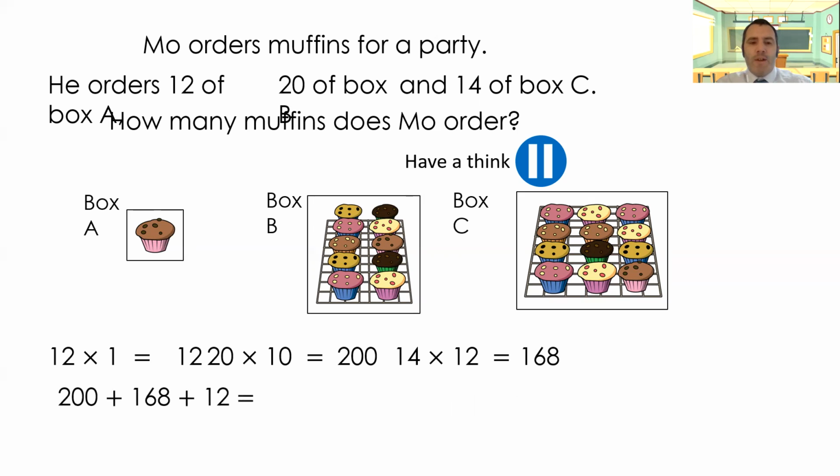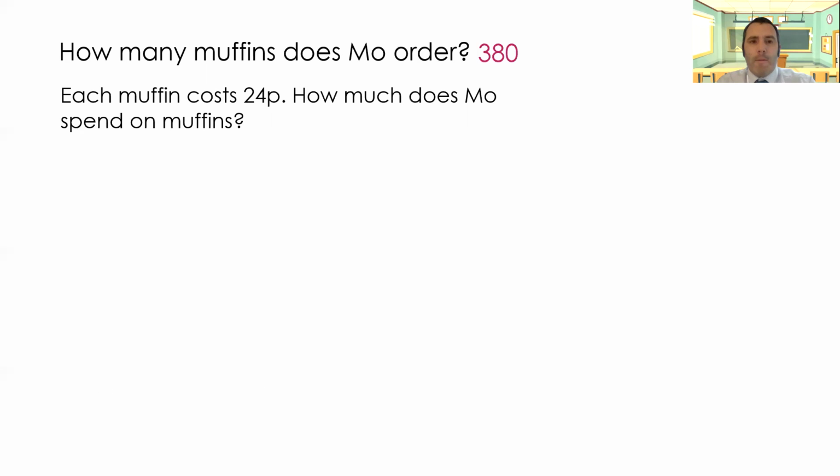All I need to do now is add them together. 200 plus 168 plus 12 is 380. It must be a good party if he's ordered that many muffins. But the answer is 380 muffins for the party. Now moving on. So we've got a 2-part question now. Each muffin costs 24p. How much does Mo spend on muffins?